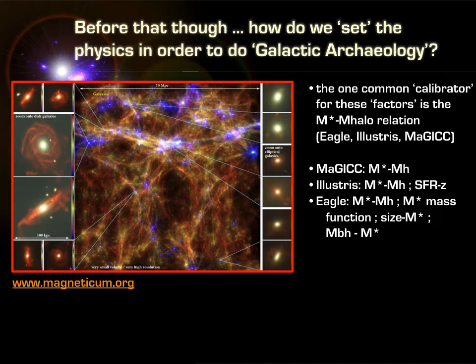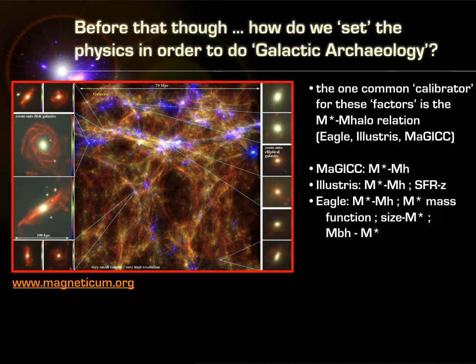So in the case of Illustris, yes, they tuned to make sure they recovered the stellar mass halo mass relation, as we've done in some sense. But they also ensured that the relationship between the star formation rate as a function of look back time through the universe, or redshift, was also calibrated upon. Eagle went one step further, well, 2 steps further. They've got 1, 2, 3, 4 scaling relations that they have calibrated on: stellar mass halo mass, the mass function, the relationship between size and stellar mass, and the black hole stellar mass relation.